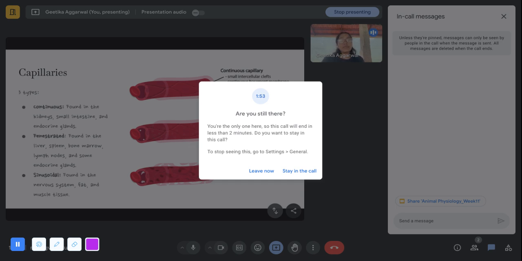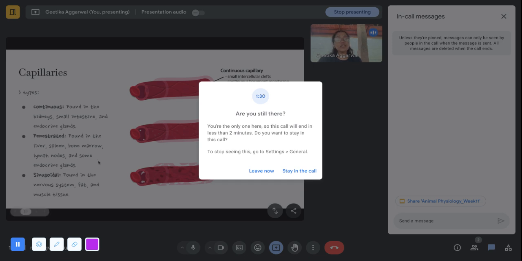And the sinusoidal capillaries, which is the last type, they have a large amount of clefts, a discontinuous basement membrane, and large fenestrations present in these cells. So these three types, the continuous capillaries, they're found in the kidneys, in the small intestines, and in the endocrine glands mostly. So the three organs that have continuous capillaries are kidneys, small intestine, and endocrine glands.